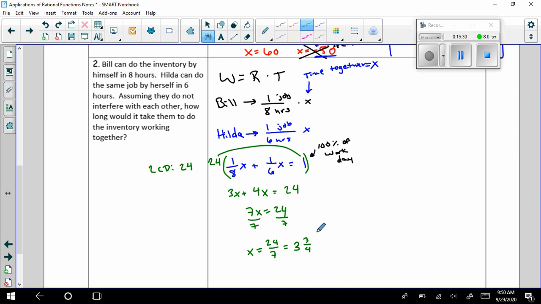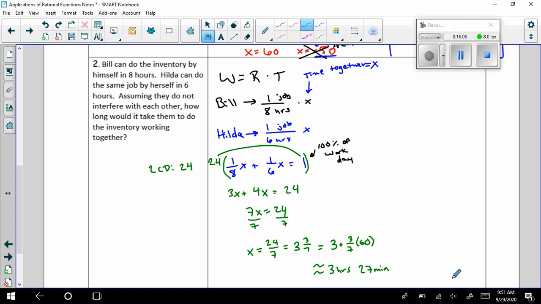I don't know why I changed it down here. 3 3/7, excuse me. Which is equal to 3 hours plus 3/7 of an hour. And we're going to multiply that by 60 to convert that to minutes. So it is about, if you do that in your calculator, 3 hours and 27 minutes.